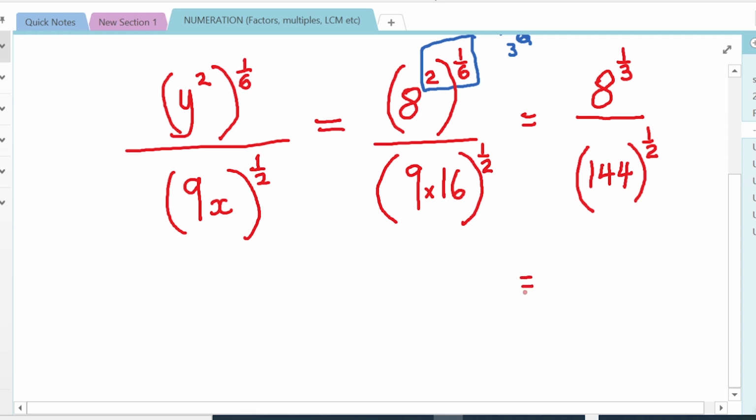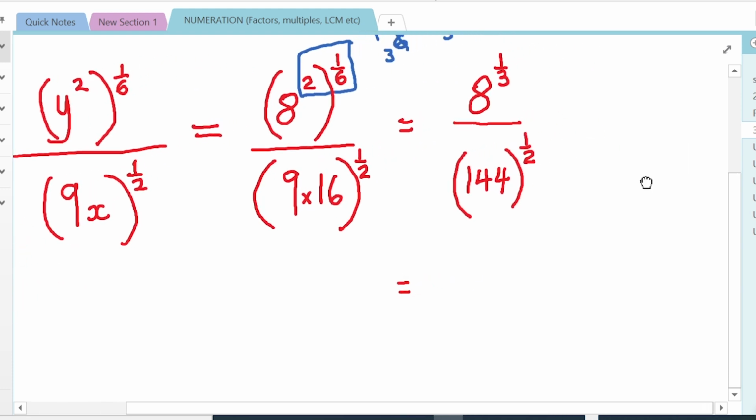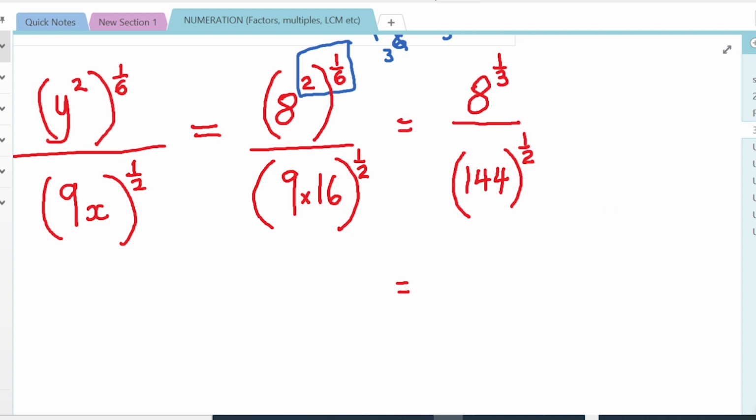Of course, now we can go ahead and say, remember, any number to the power half, if I say 25 to the power half is 5. In other words, a number to the power half is the same as saying the square root of 25 is 5. That is what it means. So here, the square root of 144 is 12. So that is going to be 12.